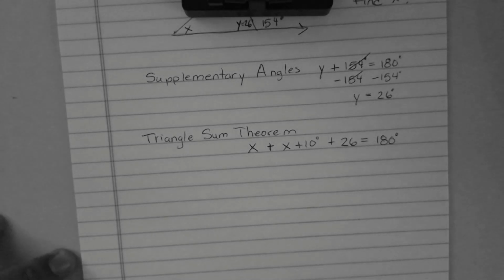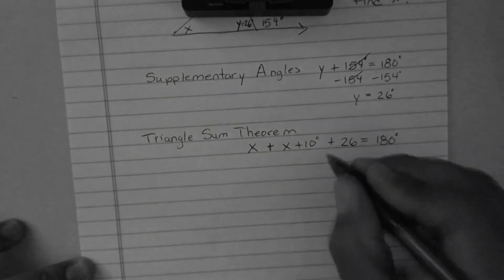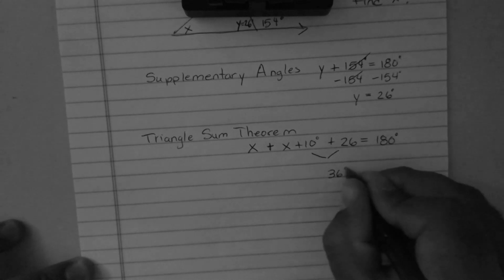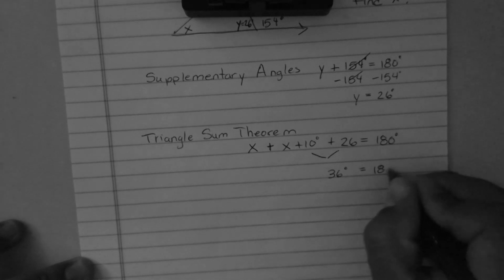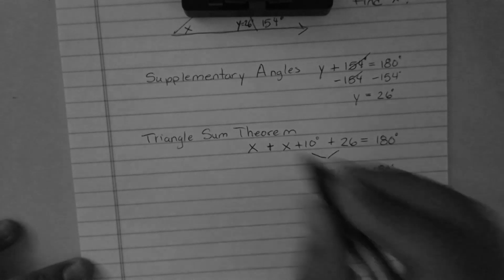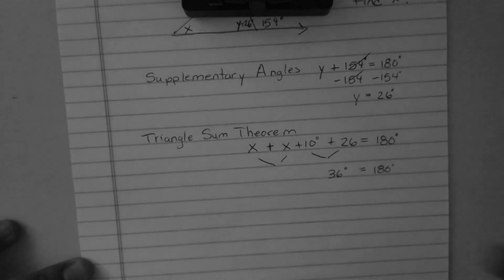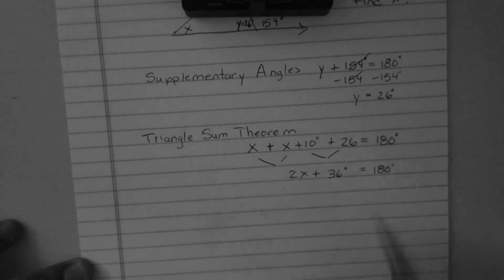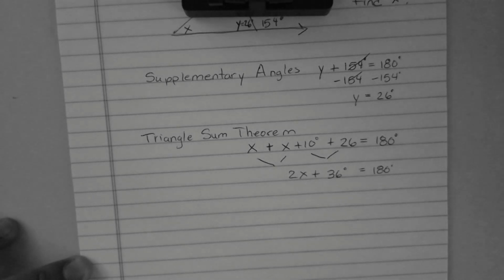What can we combine? 26 and 10 is one of them. What does that give me? What else can we combine? X and X. What is X plus X? 2X. Very good. Now we have to solve for the variable.